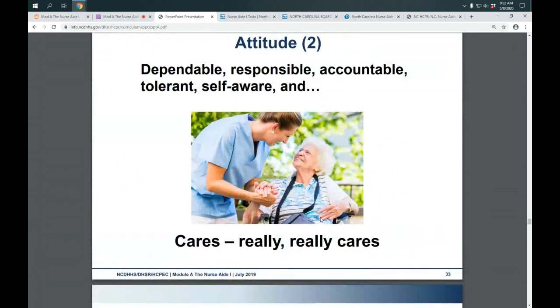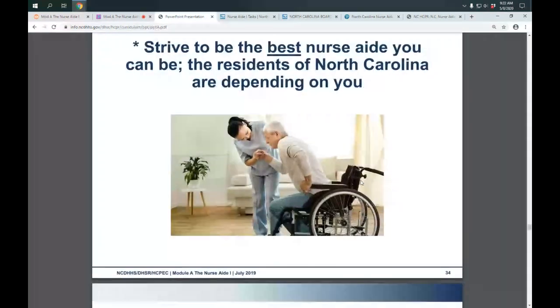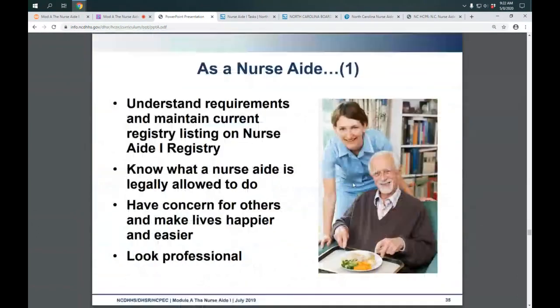Dependable and responsible, accountable, tolerant, self-aware, and cares. Really, really cares. The facility you work for is going to want this in you. And when they call me, if you put me down as a reference at the end of all this, these are some of the things they ask me. Are they dependable? Are they accountable? Are they self-aware? Would they make a good aide? Do they care about their people? Strive to be the very best nurse aide that you can be, because whoever you're working for, they're going to be counting on you.